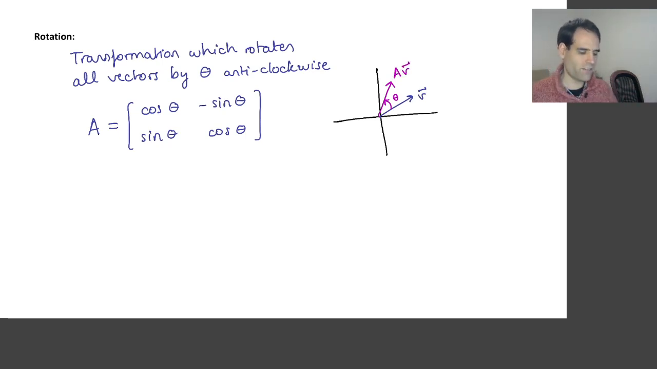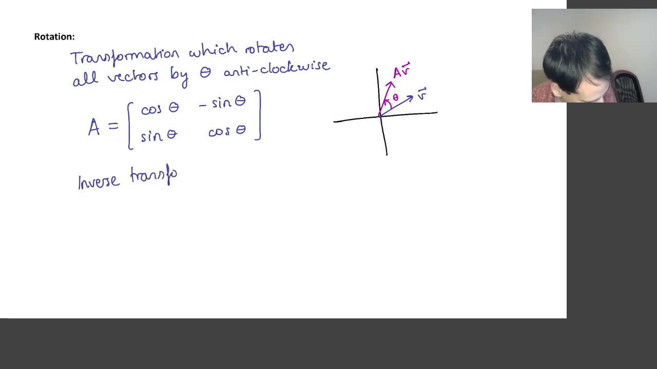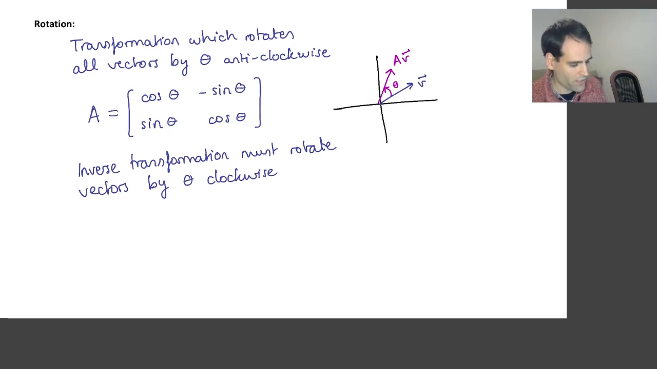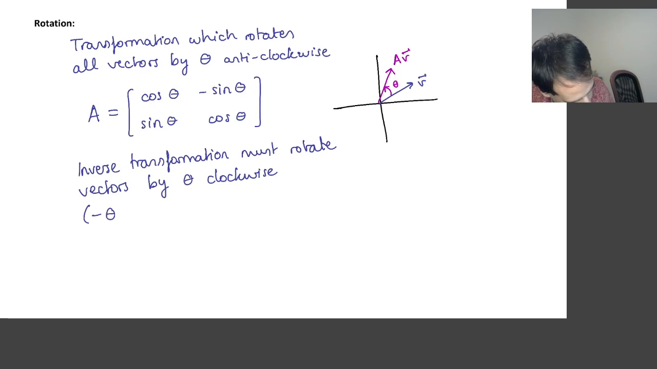So what will the inverse transformation be? Well, if this transformation rotates by an amount theta anticlockwise, then the inverse transformation must rotate a space by an amount theta, but clockwise. Yeah? So the inverse transformation must rotate vectors by theta clockwise, which in our notation, when we said theta would be negative if we are rotating clockwise, so we rotate by minus theta anticlockwise.